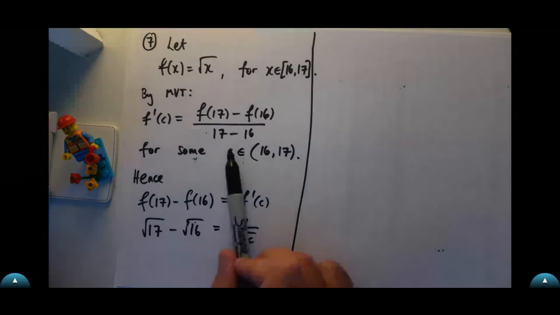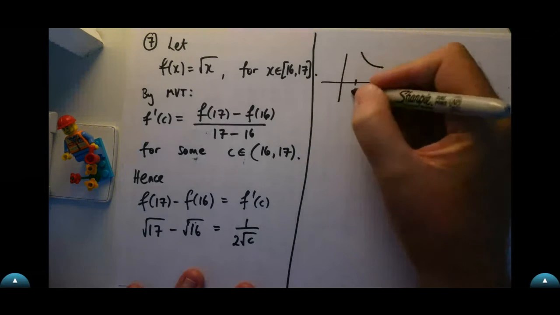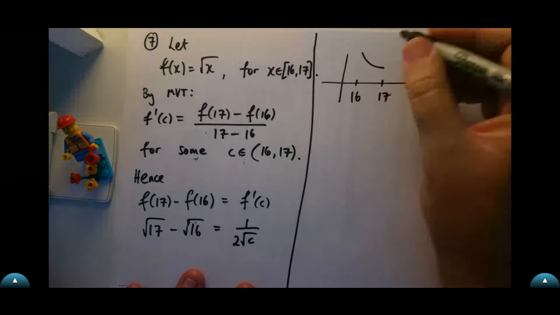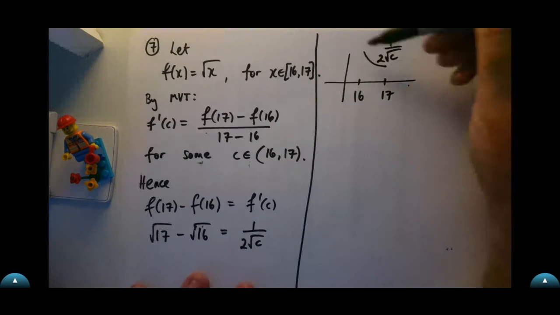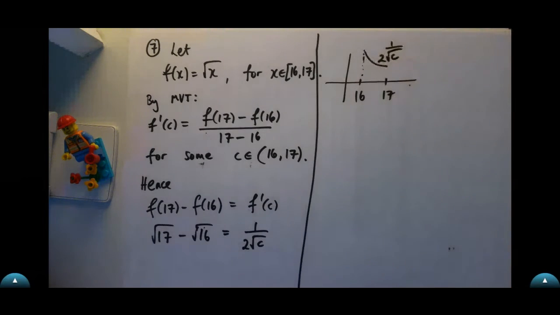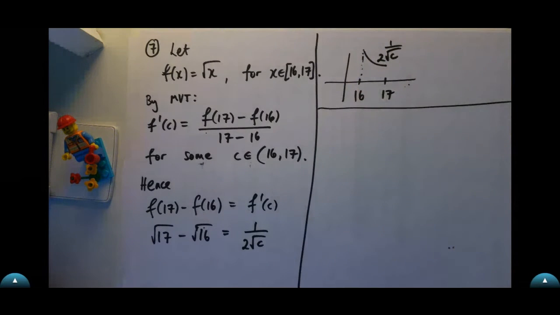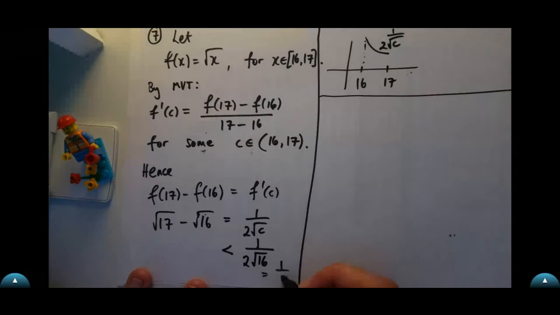Okay, and what do you know about c? Well, c is between 16 and 17, right? So 1 on 2 root c is going to look like this. Okay, it's a decreasing function, and therefore it's got to be less than whatever the value is at the left-hand endpoint. Okay, so what's that? That's 16. So this is going to be less than 1 on 2 root 16. So that's easy to calculate now. That is just 1 on 8.